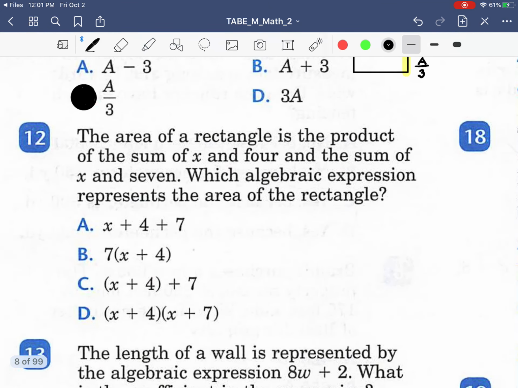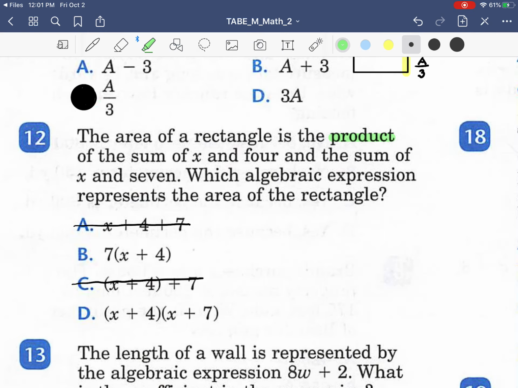Number 12. The area of a rectangle is the product of the sum of x and 4 and the sum of x and 7. Which algebraic expression represents the area of the rectangle? So here's what we need to know. Product is multiply. So I could eliminate A just on the basis of that. There's no multiplying in A. There's no multiplying in C, so we can eliminate that one as well.